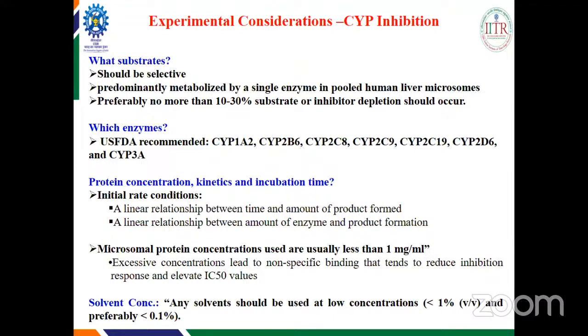So how can I do that? There are different enzymes which are recommended by the US FDA, and these enzymes are mostly responsible for the metabolism of most of the compounds available in the market till date: CYP1A2, CYP2B6, 2C8, 2C19, 2D6, 3A4. These are all important enzymes which we have to screen for any given drug molecule. We have to know whether my compound is a substrate for these enzymes, or whether my compound is inhibiting these enzymes. I should know both pieces of information.